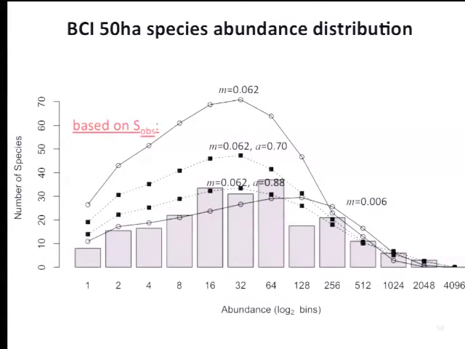I also looked at how well I could reject all these models based on the number of species. I can reject all but the lowest dispersal one, and the one that factors in the plots right around BCI does better. And then I could actually reject all of them based on just the fit to the species abundance distribution.